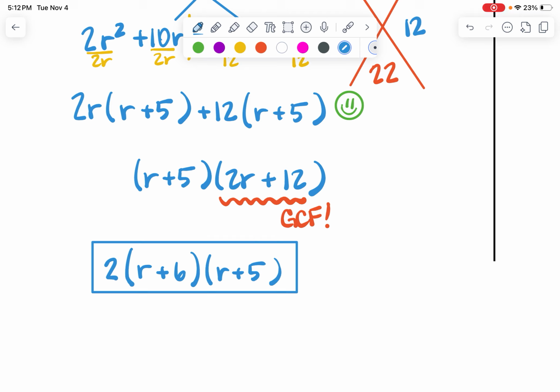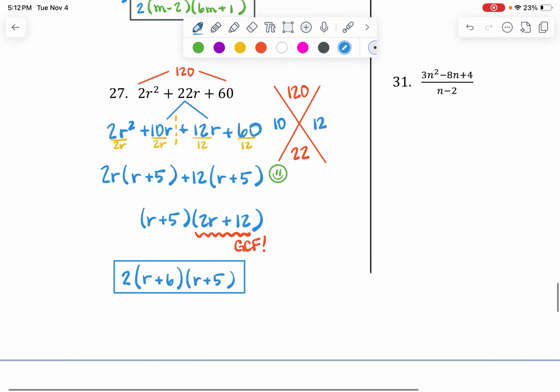Okay. Some people like to wait until the end every time because they forget to bring down the GCF from the beginning down into their final answer. And that's totally cool, right? If you want to do it this way all the time, there's nothing wrong with that. You just have to make sure you see it.